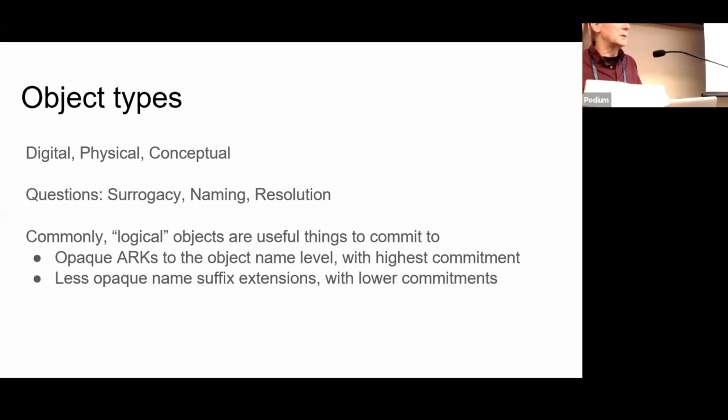But what we tend to do in the ARK world is think of logical objects. There's this concept of an object, you identify that opaquely, and you have a high commitment to that object. And then over time, you have varying different ways of serving that and fulfilling your preservation function. So you have some leeway in there: you may have a lower commitment to the thumbnail of the object than the object itself. And that's totally fine. So that's why you might have less opaque extensions at the end of the suffixes, but more opaque and high commitment to the logical object.